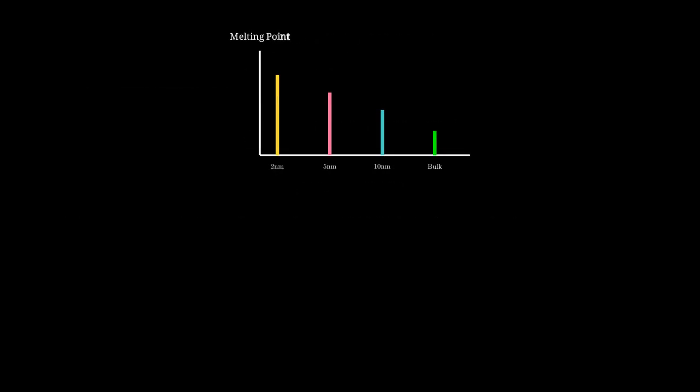This graph shows how melting point decreases dramatically as particle size decreases. The smallest particles melt hundreds of degrees lower.